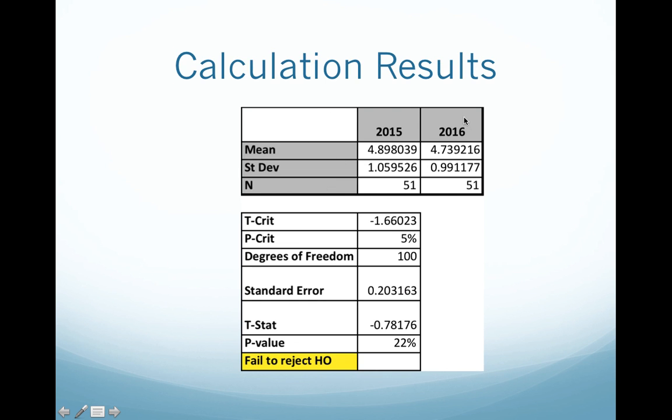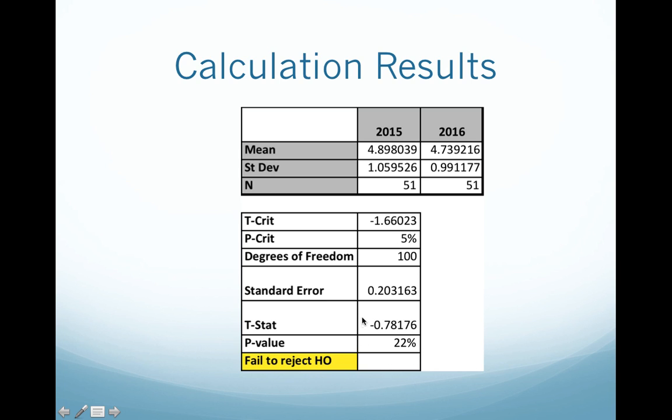First, we start by calculating the individual statistics for the two samples from 2016 and 2015. Then we calculate our values. Our t-critical value is minus 1.66. We get a statistic of minus 0.78. So minus 0.78 is not to the left of minus 1.66, so we would fail to reject. Obviously, our critical p-value is 5%. That's what we set it at.